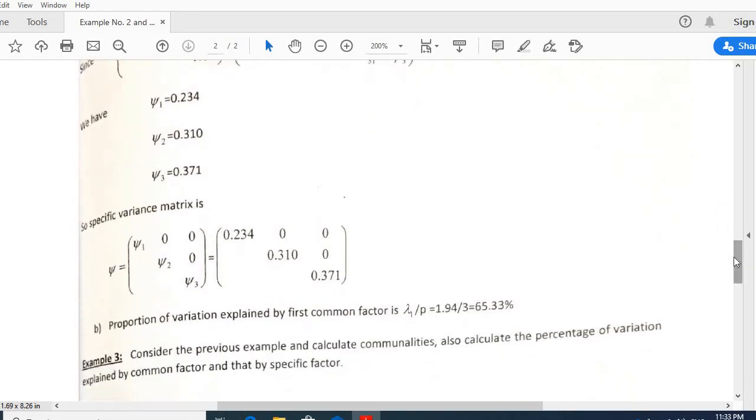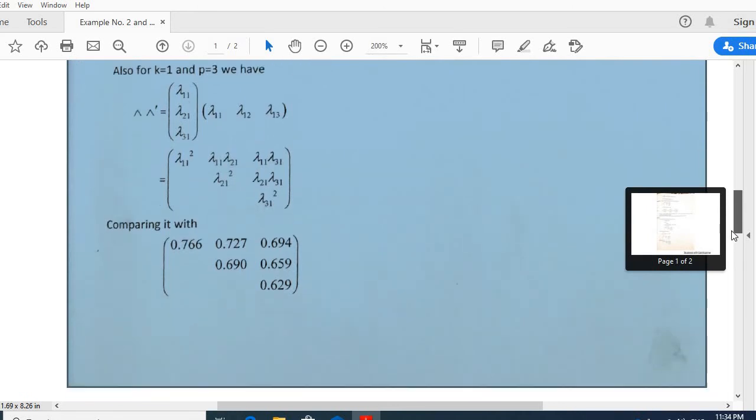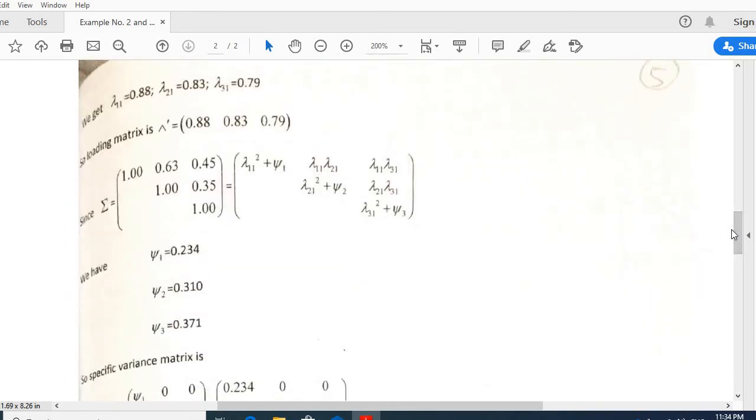Now the proportion of variation explained by the first factor is given as lambda 1 divided by p. p is the number of variables. Lambda 1 is equal to 1.96, and 1.96 divided by 3 is 65.33%. Therefore the variation explained by the first common factor is equal to 65.33%. Try to solve the values. The detail is not given here, as we have obtained the values of lambda 11, lambda 21, lambda 31, and similarly psi 1, psi 2, psi 3.